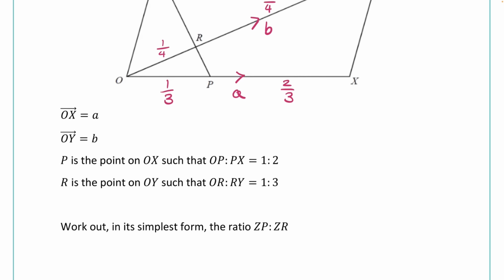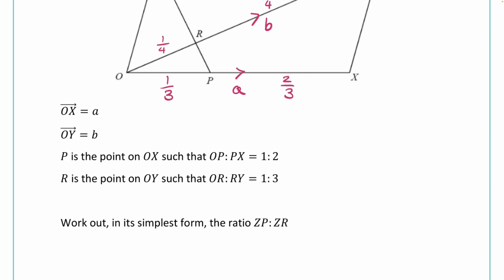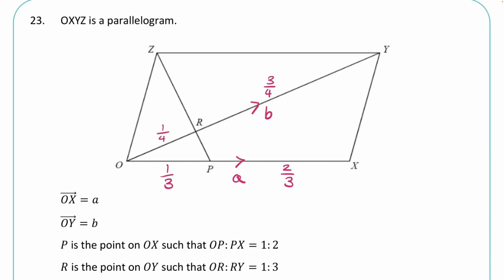It now asks, work out in its simplest form the ratio Z to P, Z to R. So thinking about what that means, just in terms of the final step, it wants the ratio of Z to P, the full length of the line, and this part just next to it, Z to R. So we need to find that unknown line. So that's the whole goal here, really.